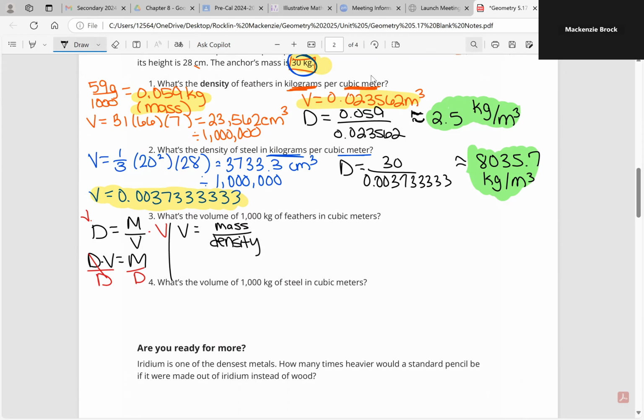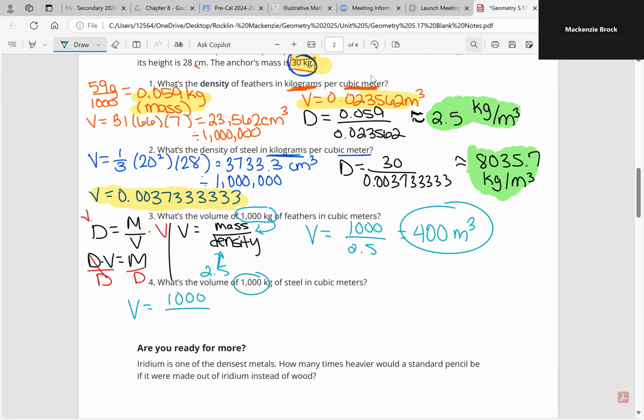So what's the volume of 1,000 kilograms of feathers in cubic meters? Notice this is your mass. Your density of feathers, we just calculated, it's 2.5. So this is just going to be 1,000 over 2.5. That's it. And when you put that into a calculator, you get 400 cubic meters. Same thing here. Volume equals mass is given to me. Density we just calculated for the steel, 8,035.7. Divide that out, you get 0.124 cubic meters.